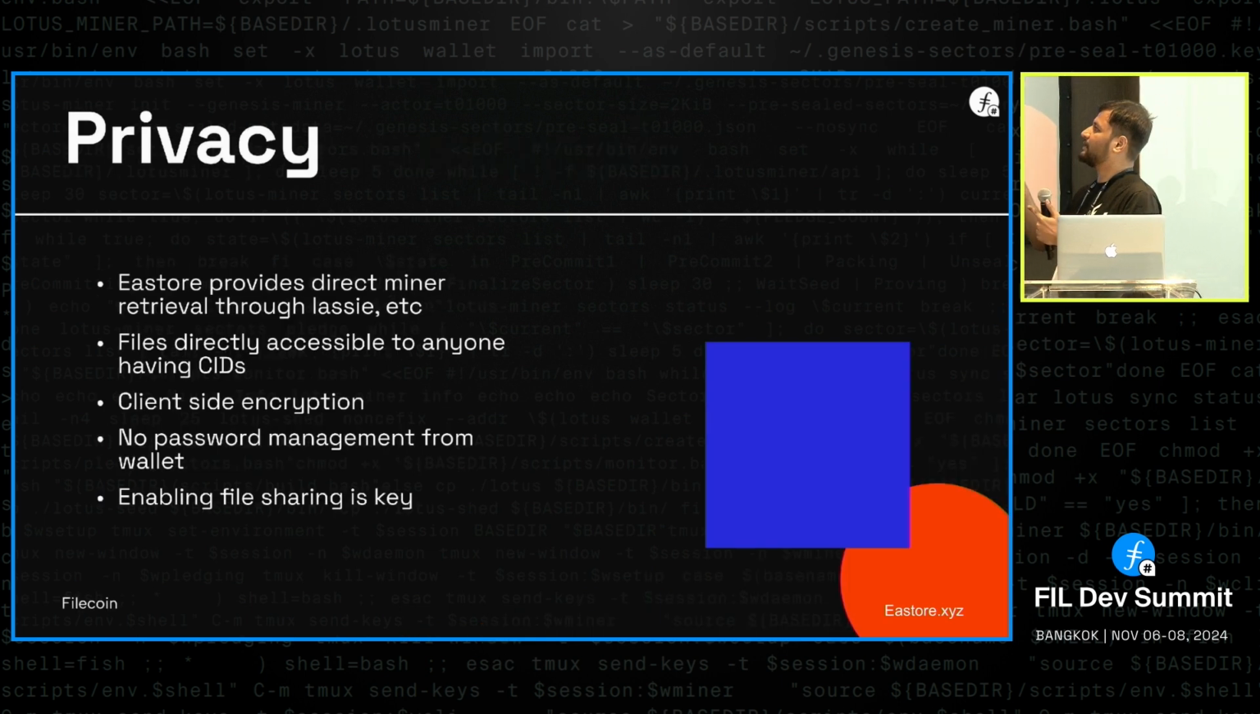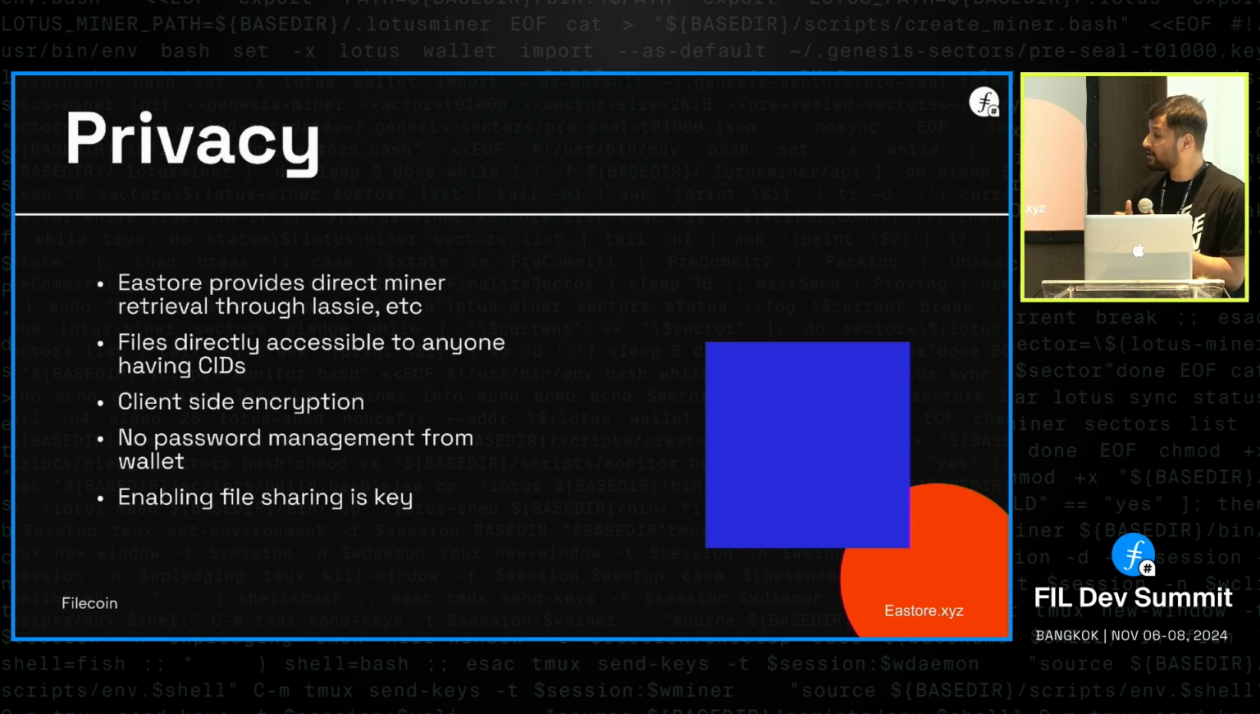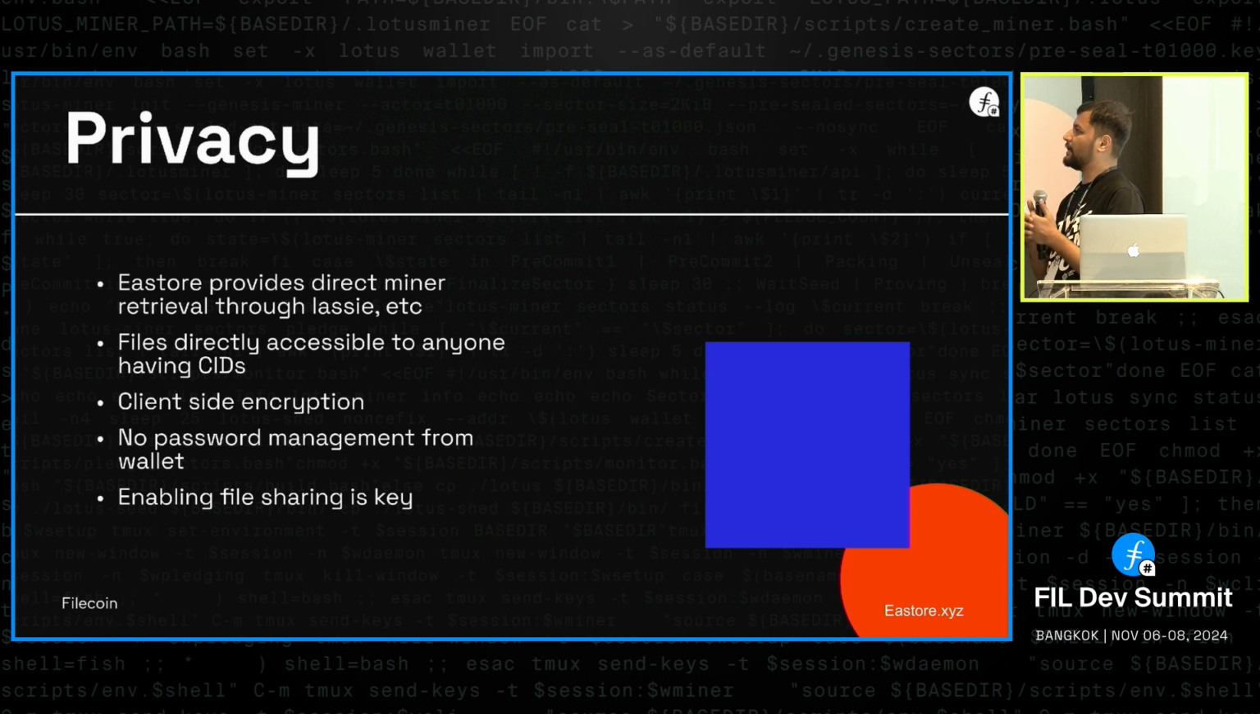The other thing that comes is privacy. Eastore is looking forward to provide retrieval directly from the miner. What this brings to the table is that we would be fetching it through Lassie or any other protocol. Anyone else can also go and see that this transaction was run by this account, this was the CID, and through that CID, anyone can go and retrieve your file. And this is not a good thing.